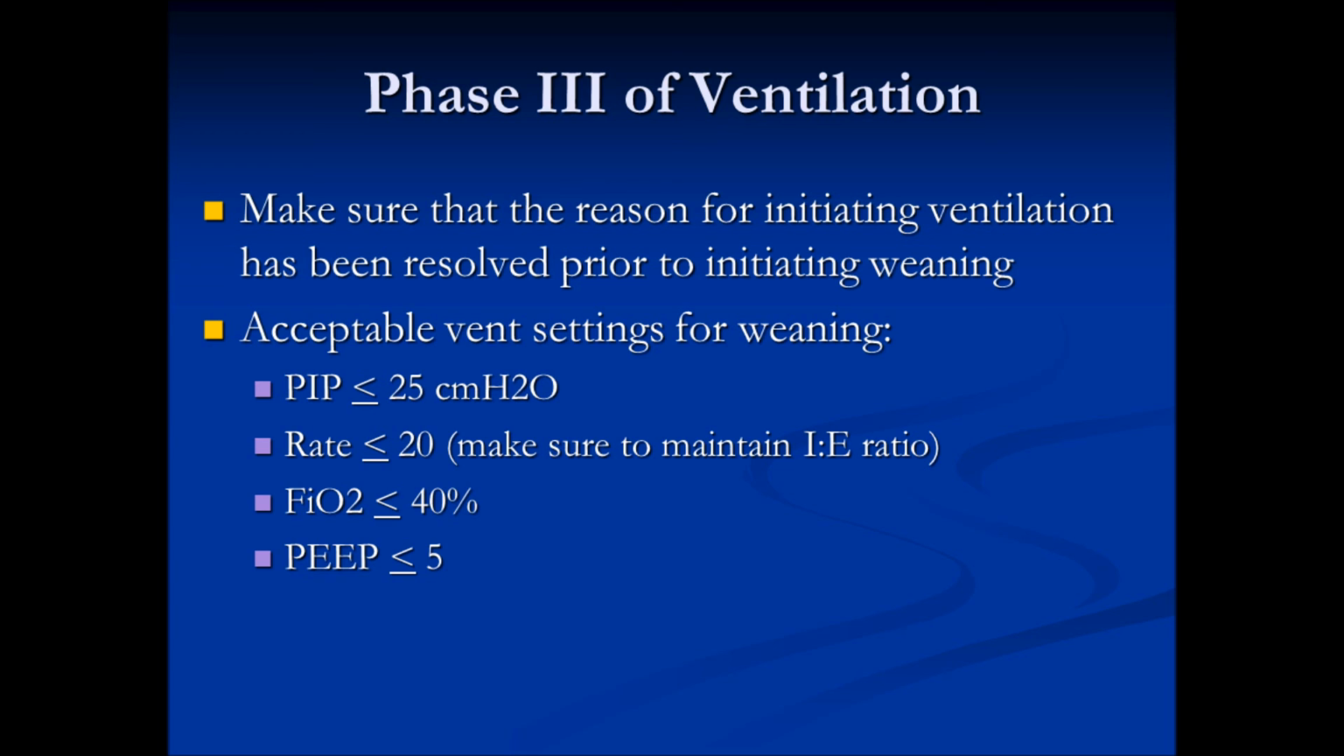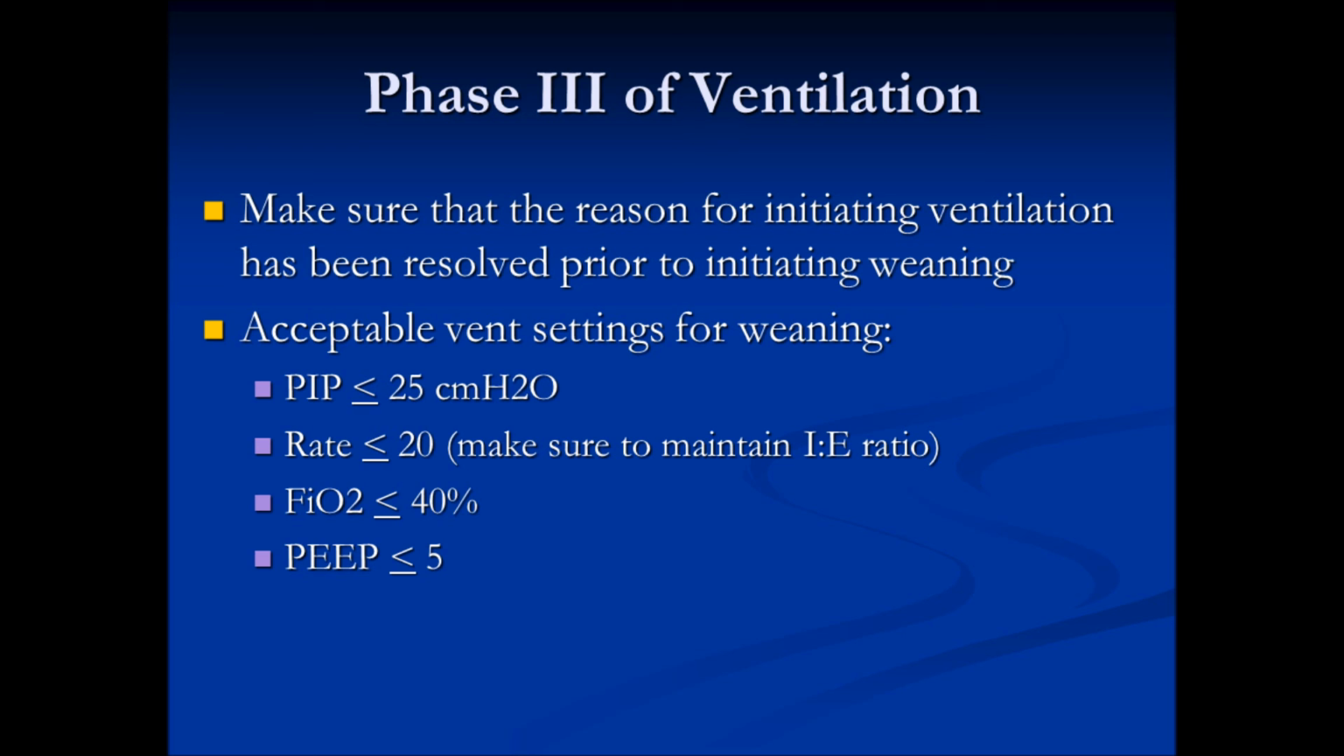Acceptable vent settings to then consider weaning are listed below. So if your baby is on a PIP less than 25, that indicates they could be ready to be weaned. If their rate is less than 20, and make sure that you are maintaining an adequate IE ratio when you decrease the rate below 20. If the FiO2 is less than 40% and if the PEEP is less than 5, then you can consider the patient weanable. And that's when we will start to wean them off.